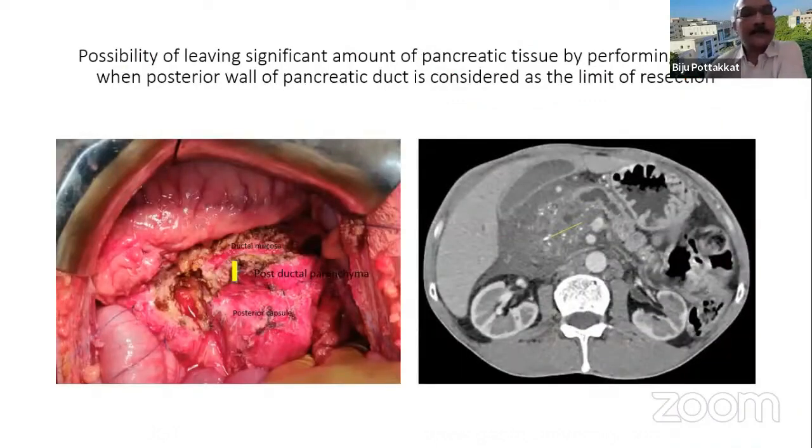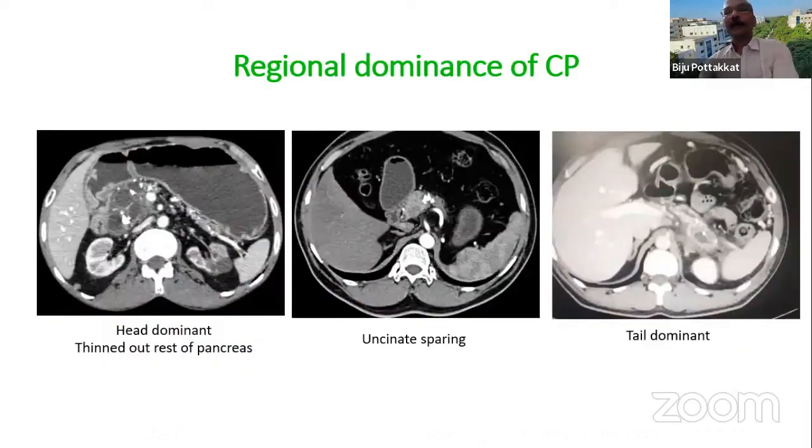So the problem with the conventional Frey's is that, as defined at that time, we stop at the area of the posterior-most duct. So you can see in the picture that a significant amount of pancreatic tissue, especially in a highly inflamed gland with a pancreatic head mass, is left posterior to the duct, and there can be stones there, as you have seen in this picture.